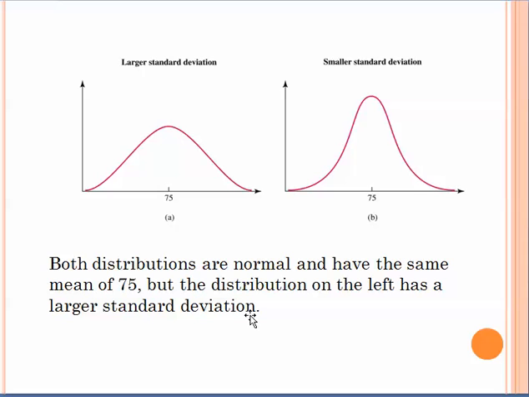Now, normal distributions and bell-shaped distributions could have the same mean but look quite different. They can look different based on the standard deviation. In the figure on the left, there is a larger standard deviation. That means the data values are more spread out. And in the figure on the right, there's a smaller standard deviation. The data are clustered closer to the mean, closer together. Both distributions are normal and have the same mean of 75, but the distribution on the left has a larger standard deviation.